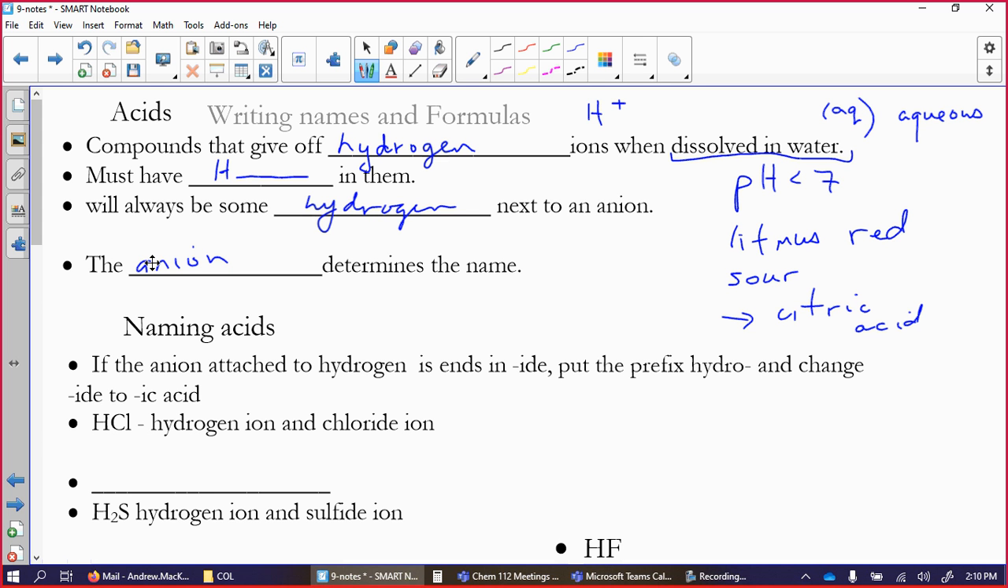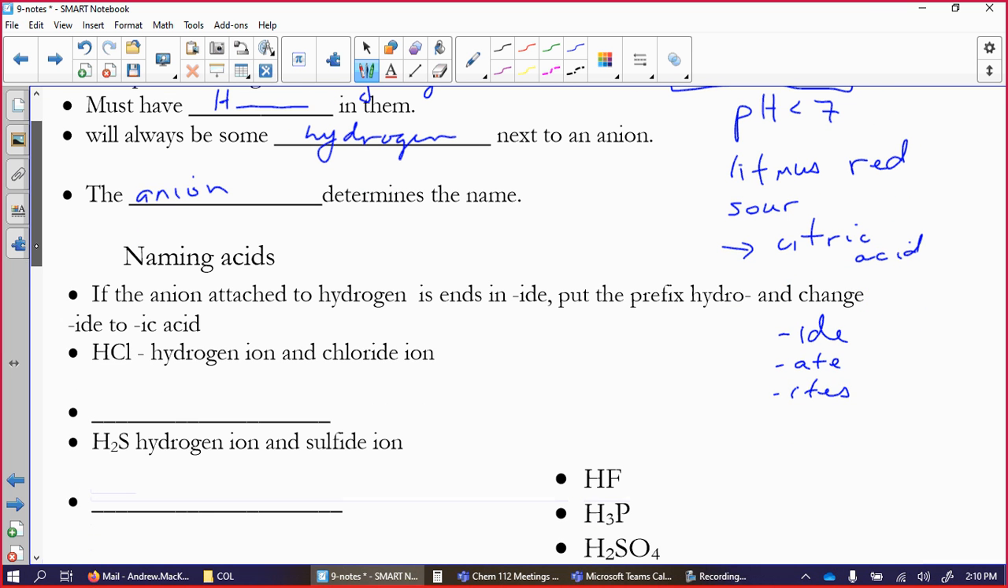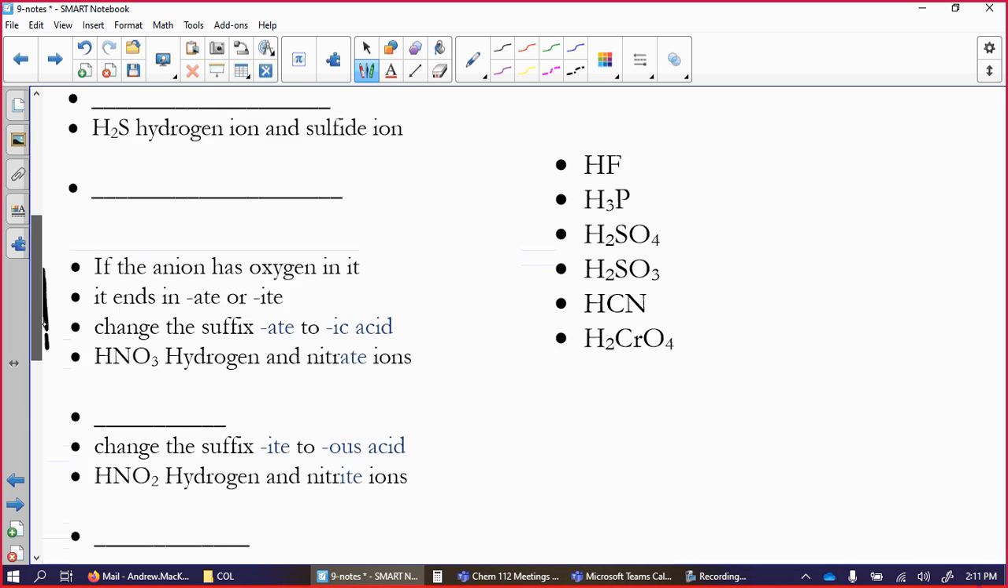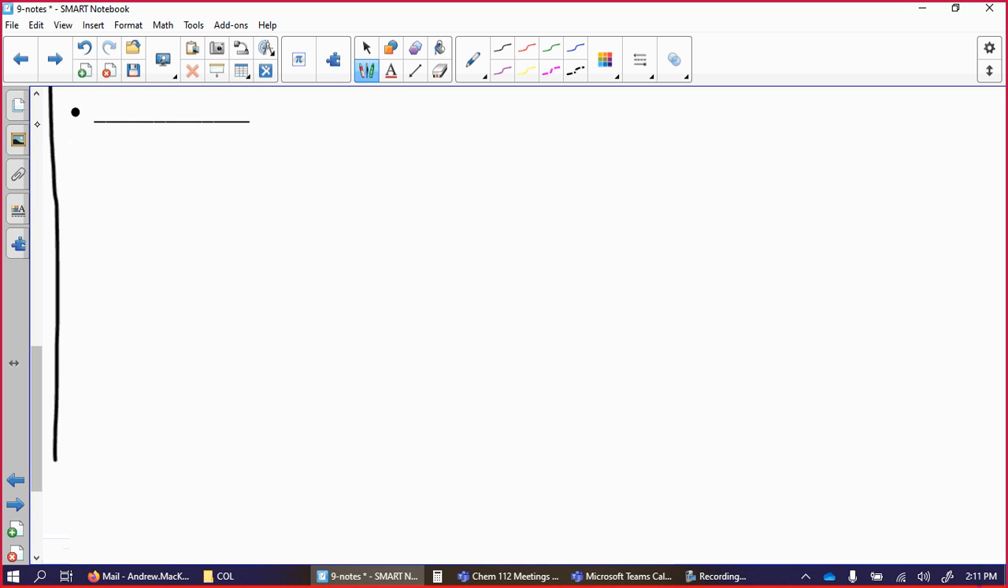So we have three types of anion endings. We have ides, we have ates, and we have ites. Those are the three that come up in terms of general naming of acids. So there's three, whoa, that was kind of weird, sets of rules.